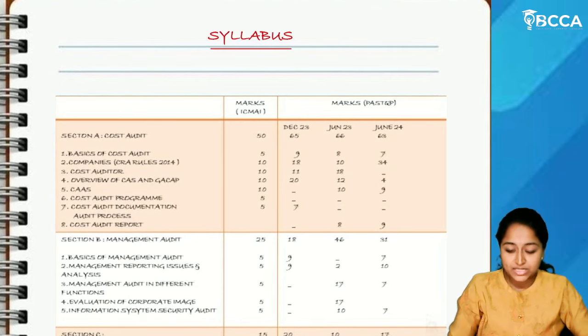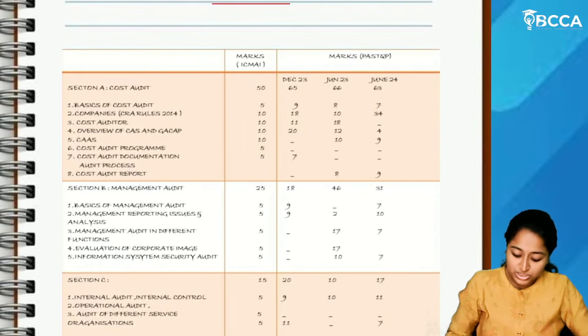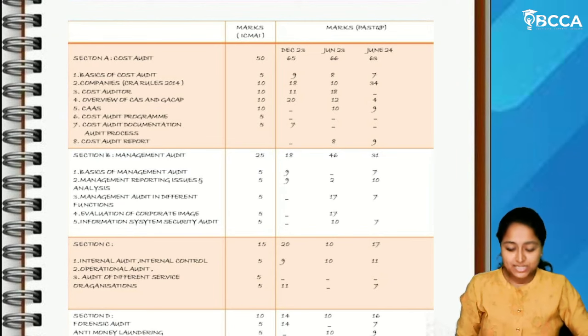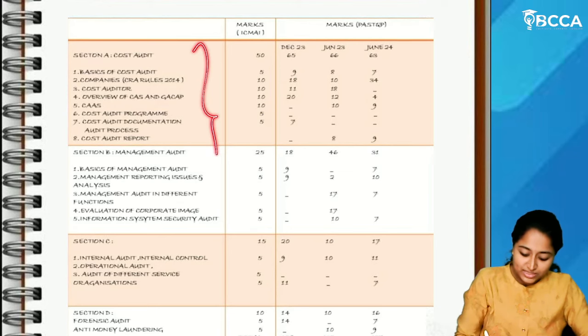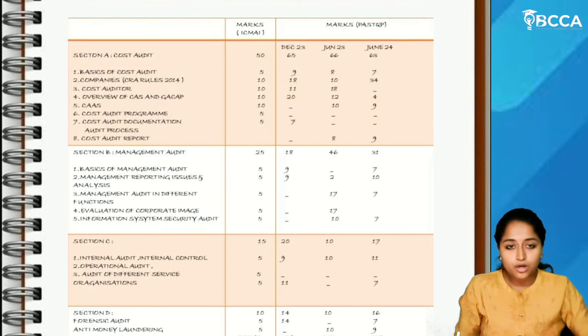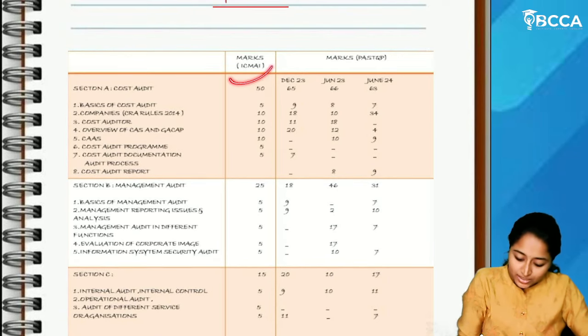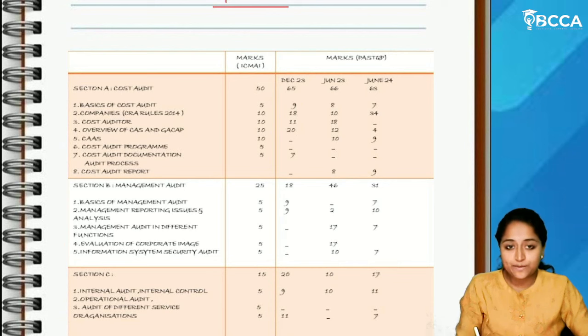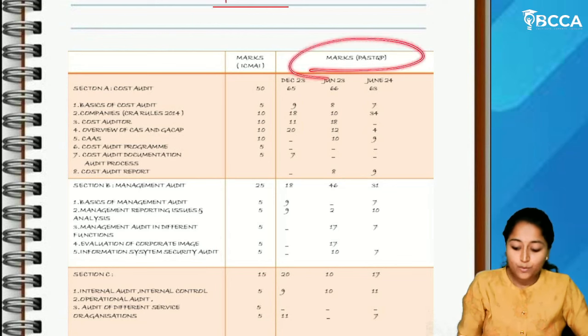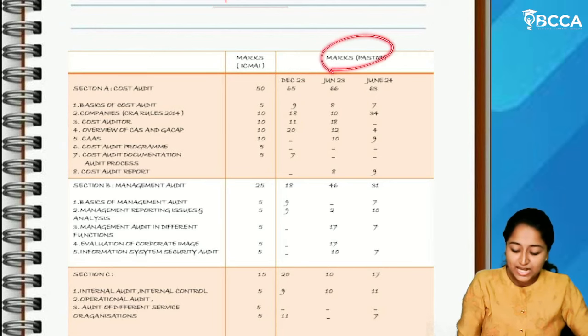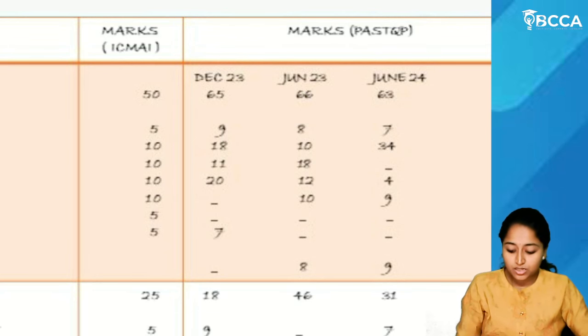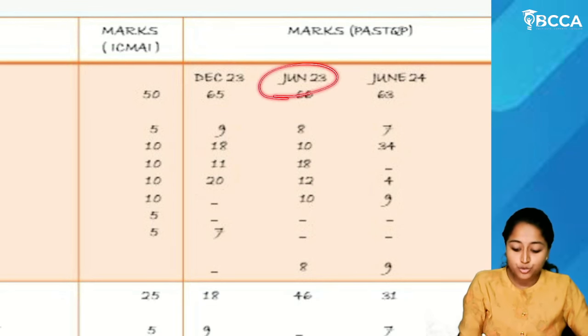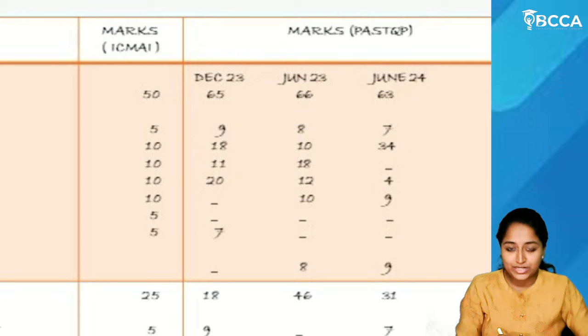Let us start our video with the syllabus. This is the analysis which I have prepared for you. In this table, you can see that in this column I have given the chapter names, or the actual syllabus, of Cost and Management Audit. Here is the weightage as given by ICMAI for these chapters, and this is the weightage as per past year question papers. For this analysis, I have taken three years of question papers, or more precisely, the three attempts' question papers released for new syllabus students: June 23, December 23, and June 24.